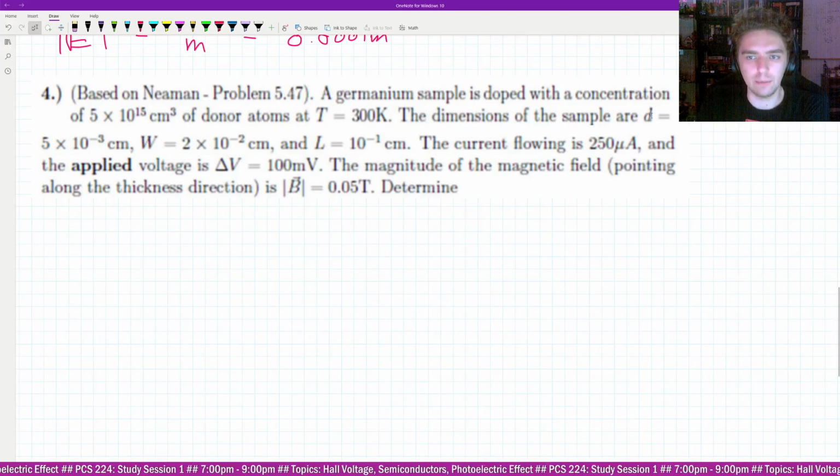The dimensions of the sample are that, and that. The current flowing is that. And the applied voltage is that. The magnitude of the magnetic field is that. Determine. Let's see what we've got to determine. Oh, I don't want the answers just yet to show. So let me just grab it quickly without the answers showing right there.